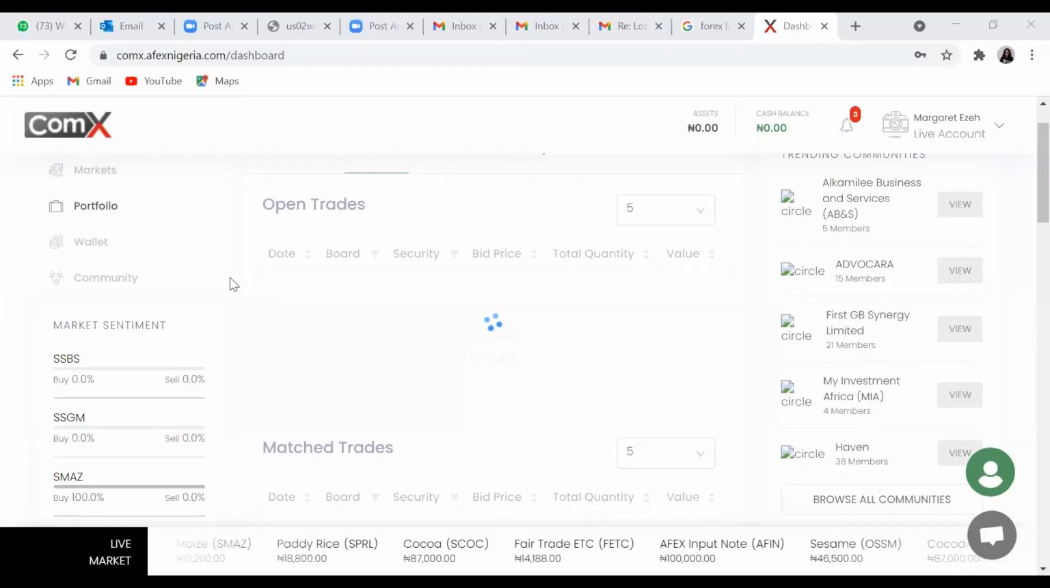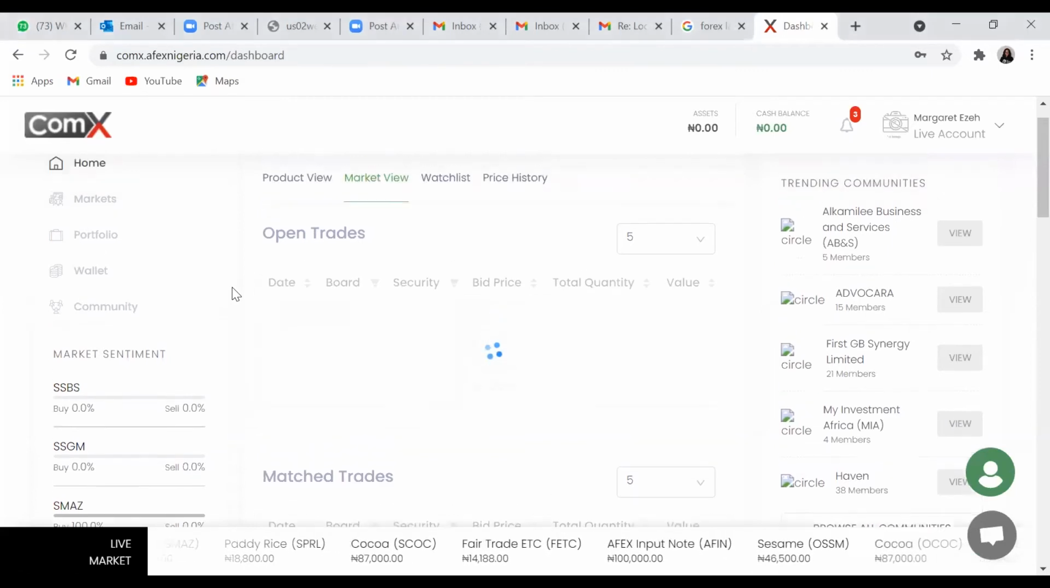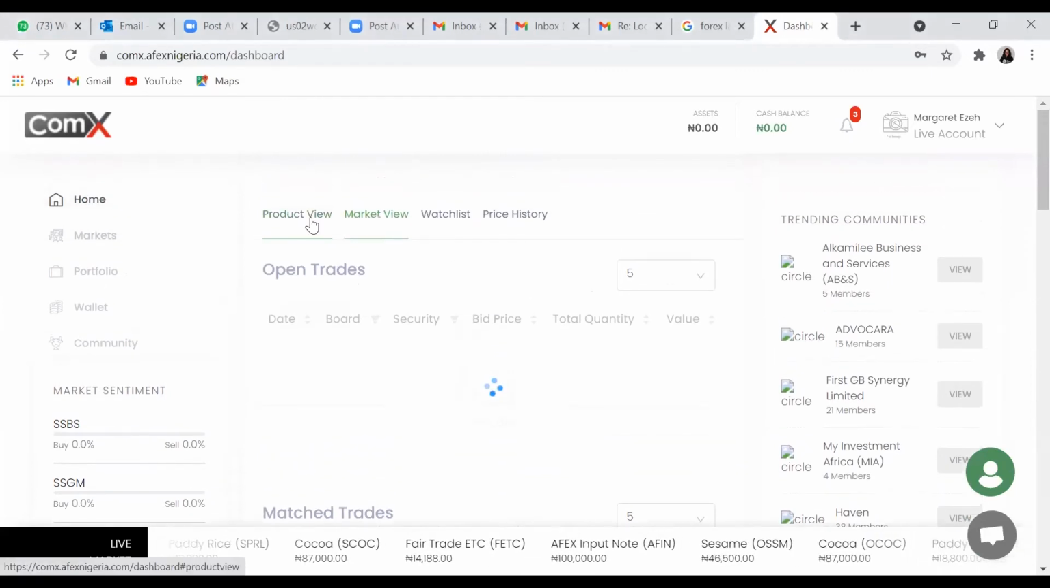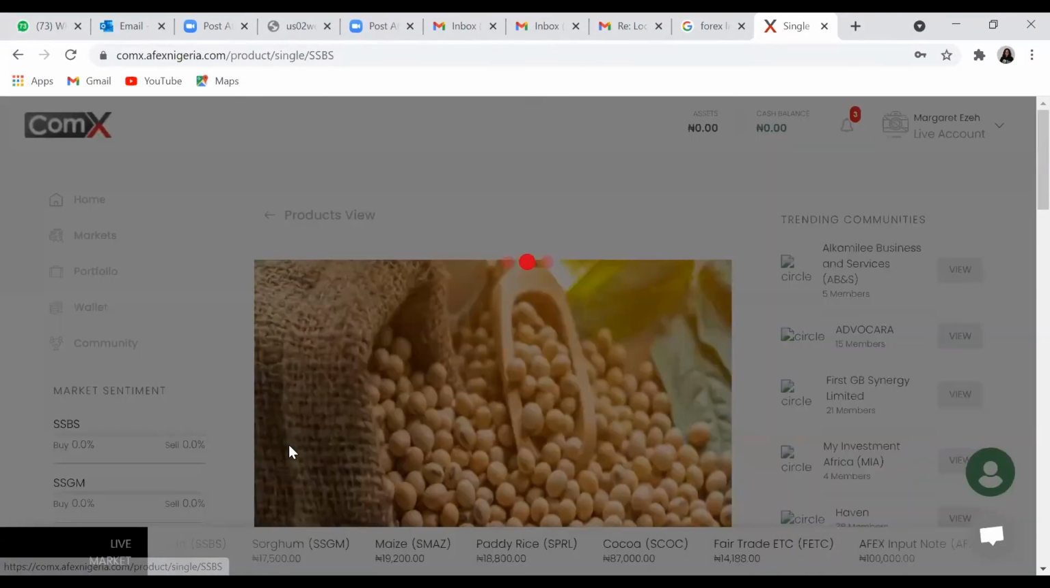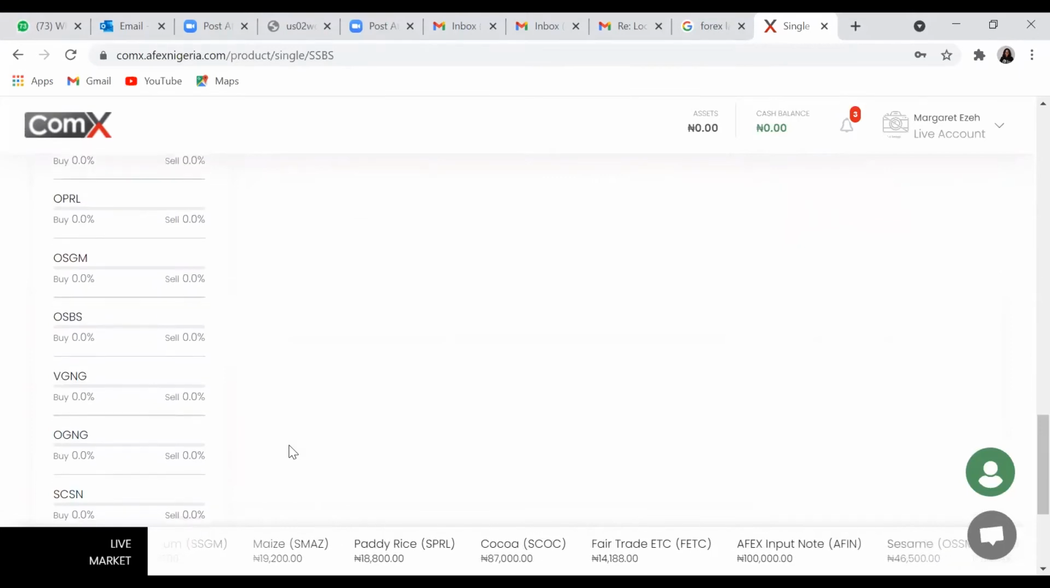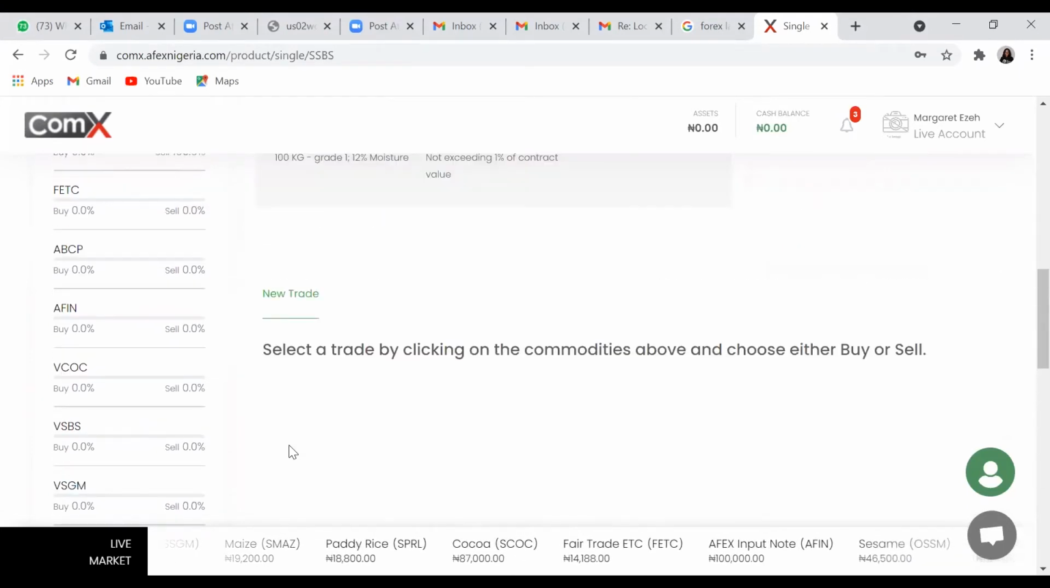Also, we usually share with all our investors the weekly and monthly trading report, which shows you the activities that have been done on the exchange for that week and for the month. That way, you can also track the price movement to guide your investment decisions.